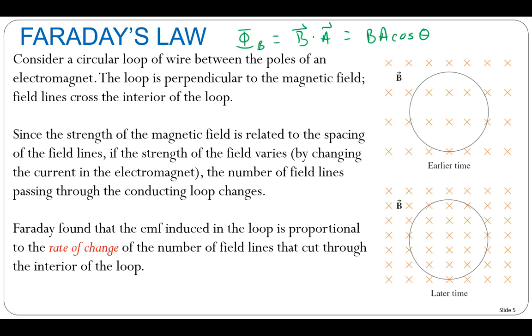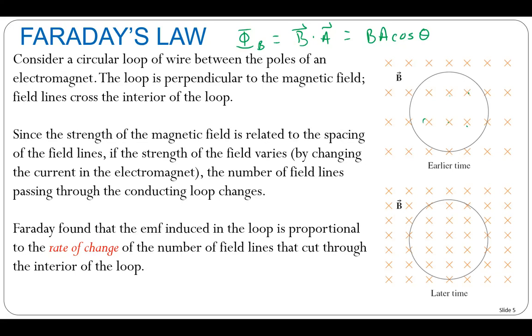So in this top one, we have 1, 2, 3, 4, 5, 6 x's going through. So we could say the flux is 6 something. The bottom one, we have 12 x's going through. That's twice the number of x's, so twice the flux. And Faraday said if we go from one state to the other, that's going to induce a current in the loop.